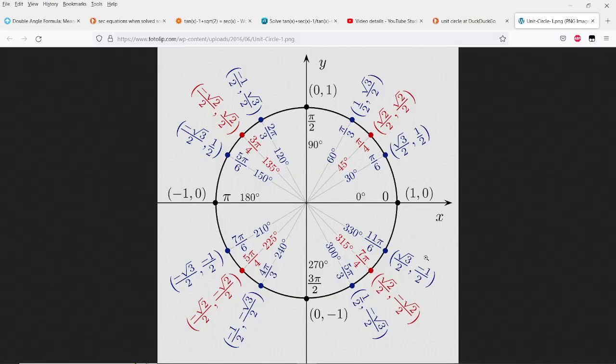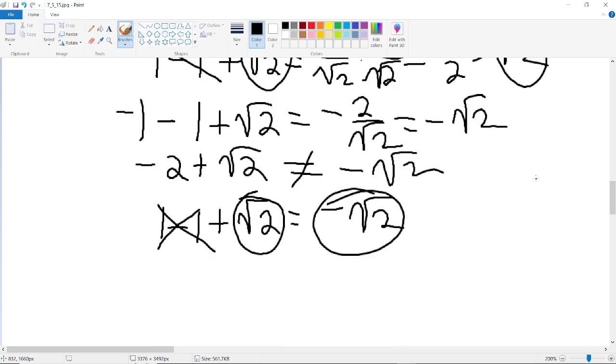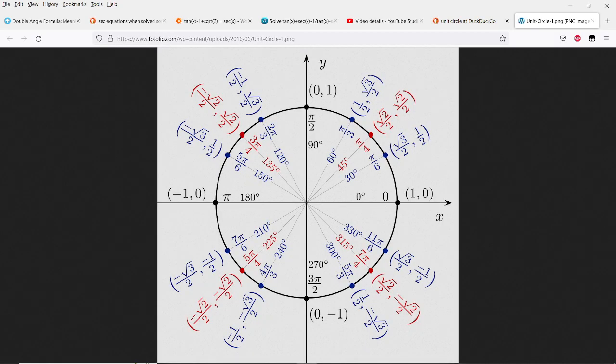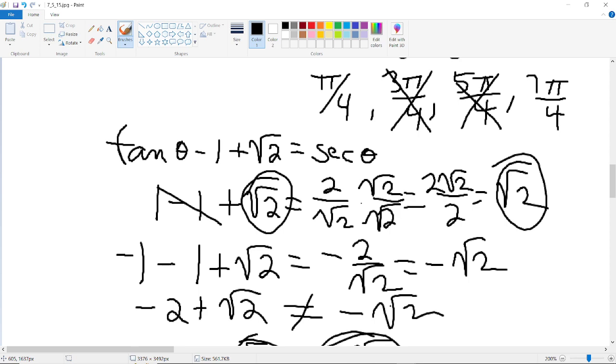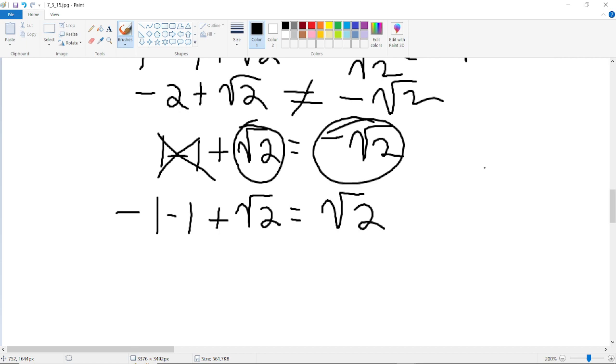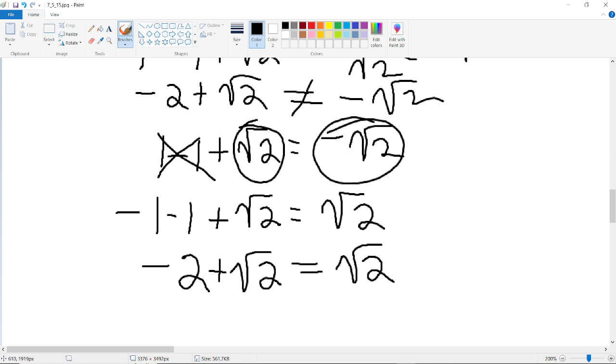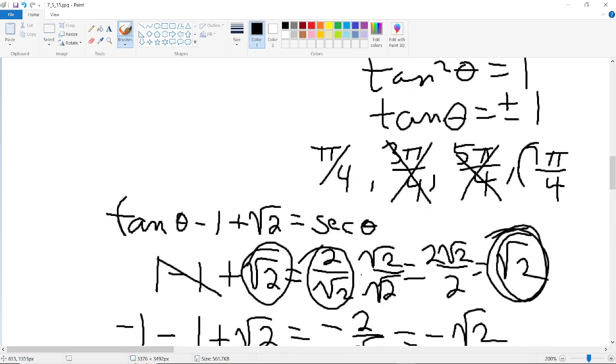And then 7 pi over 4. The tangent is negative 1. We get negative 1 minus 1 plus square root of 2 equals, the cosine is square root of 2 over 2, so the secant is square root of 2. Remember I showed you how to go from 2 over square root of 2 to square root of 2 by rationalizing the denominator. And negative 2 plus square root of 2 does not equal square root of 2. So again, 7 pi over 4 doesn't work.